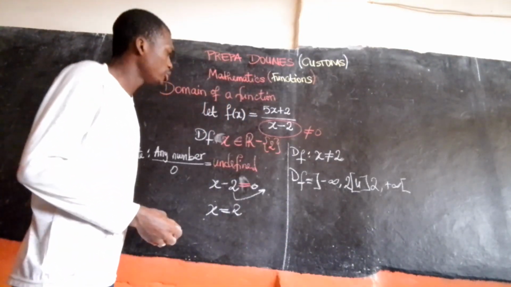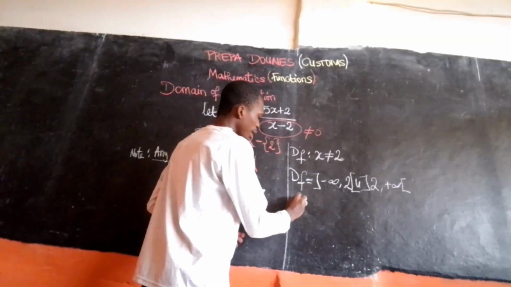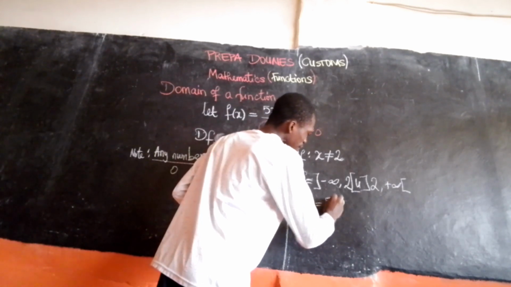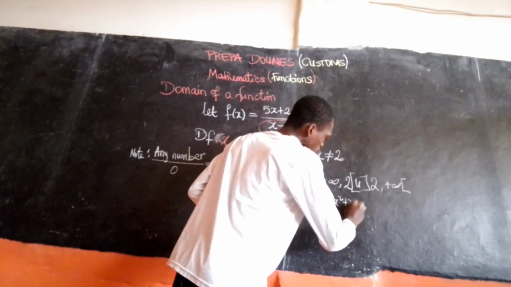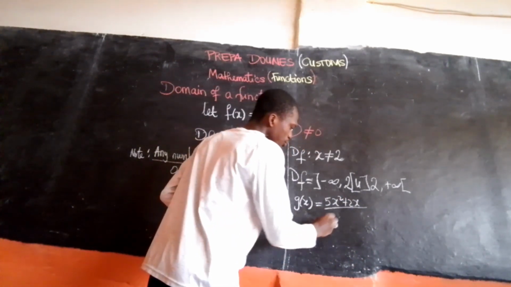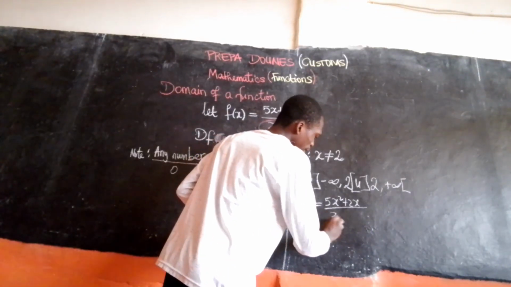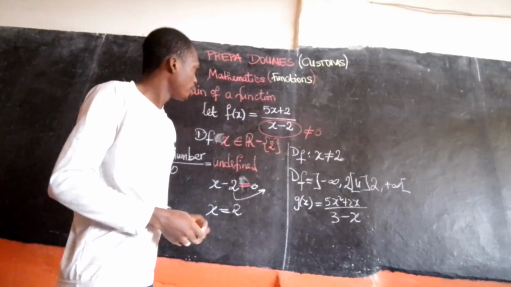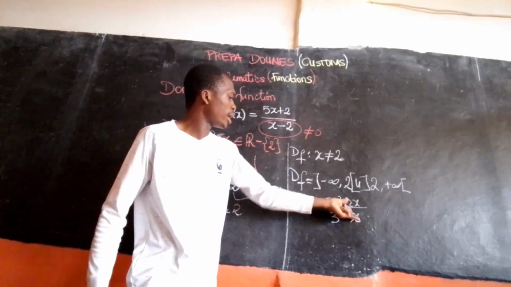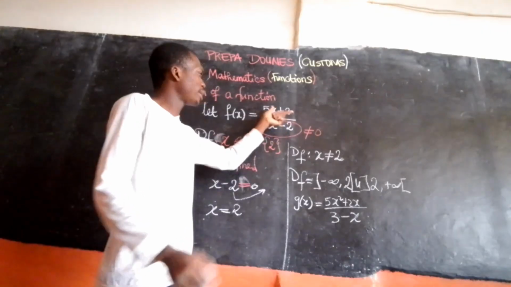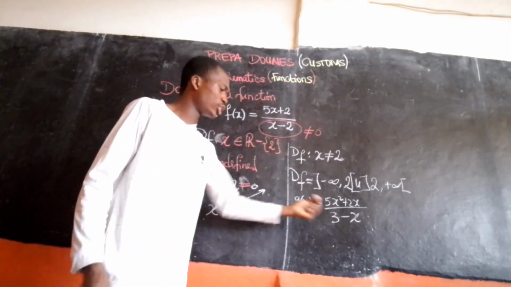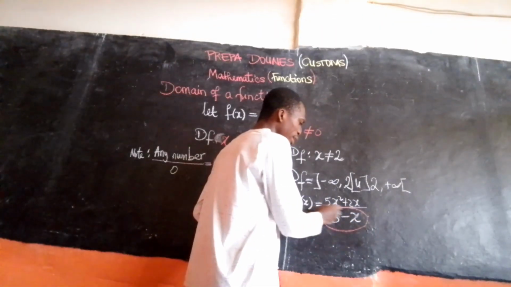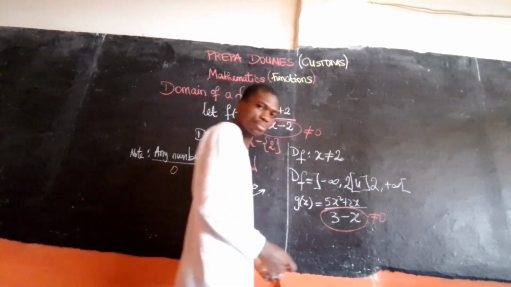I believe you have been able to understand at least. I may take another small example. Let g of x be equal to 5x squared plus 2x over 3 minus x. You notice that they type this kind of equation, the function is still the same like this, because it's a fraction, it has a denominator, and so for it to exist or to be valid, the denominator should not be equal to 0.